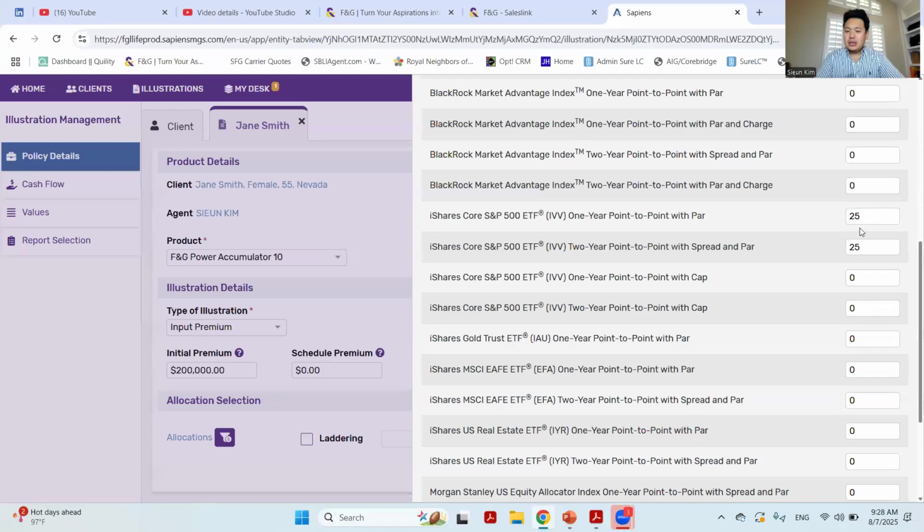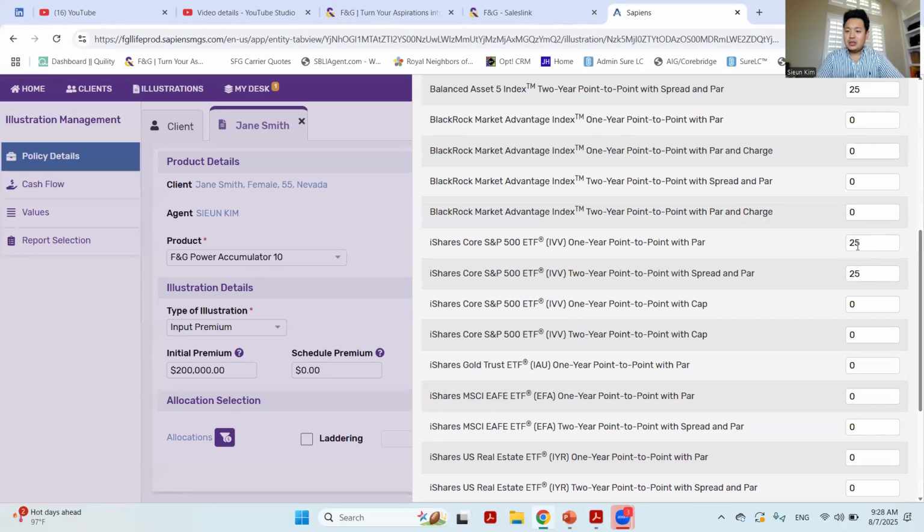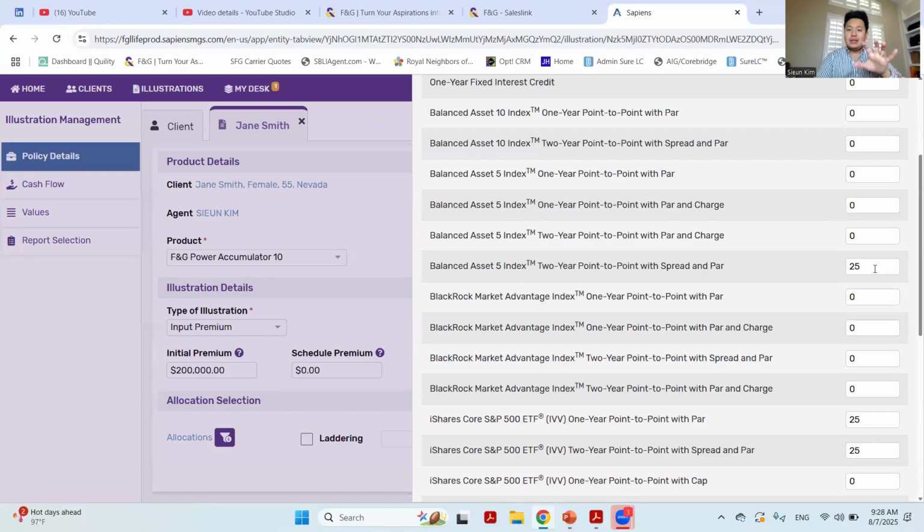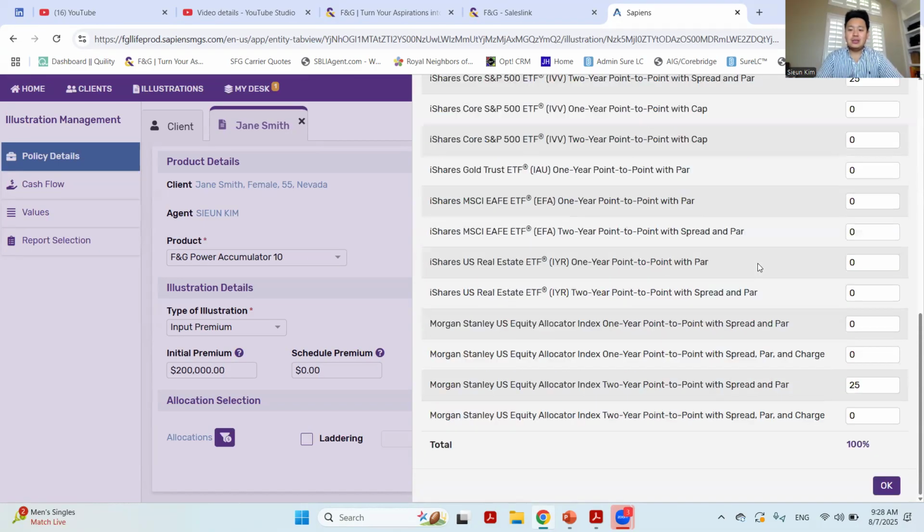So as you can see, these are the ones that I chose right now. But it doesn't mean the client can't change it. Every year on their anniversary, they can change the allocation to a different investment option if they wanted to. All right, so it's not like they are stuck with it. Okay, and I click OK.